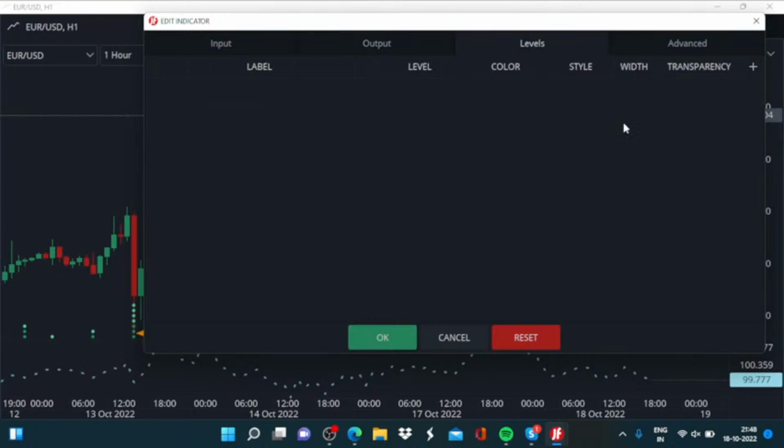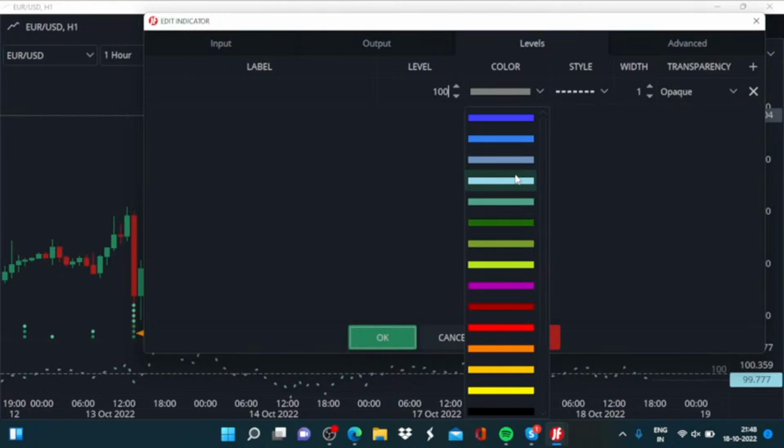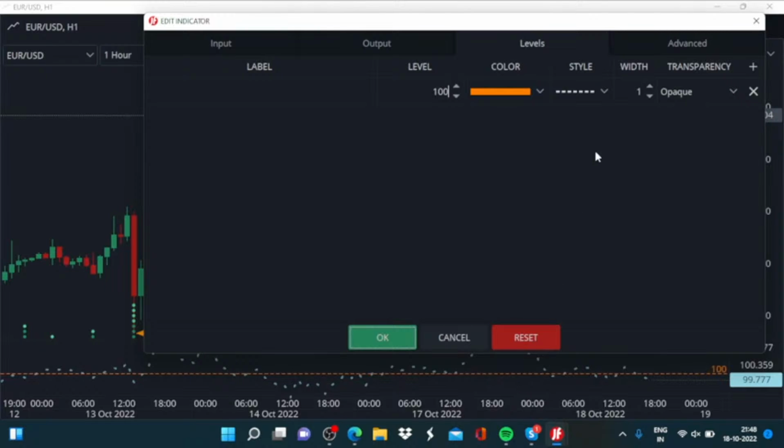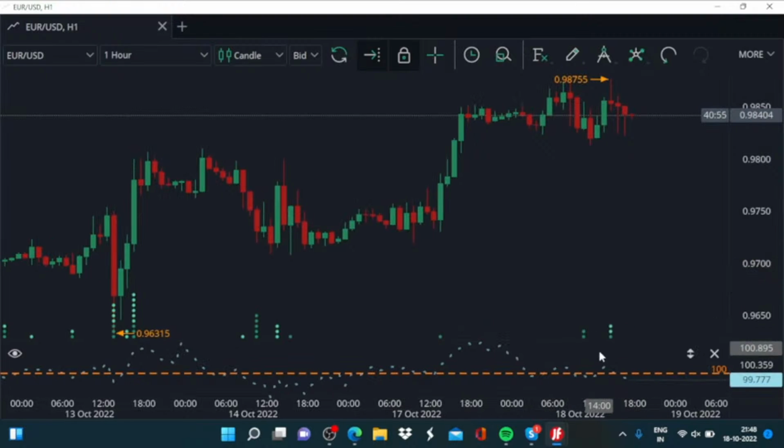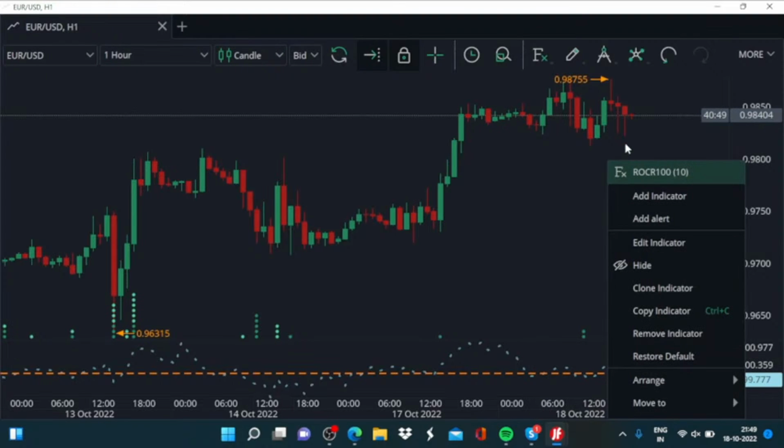Now coming to the levels, we don't really have any predefined level for this indicator, but if you want to add one, then you can add it. Suppose you want to add 100 as your important marker, then you can do that. You can go for different color combinations to color it. You can increase or decrease the width, so it becomes much easier for you to read the output of this indicator. So that's how this indicator is going to work for you.